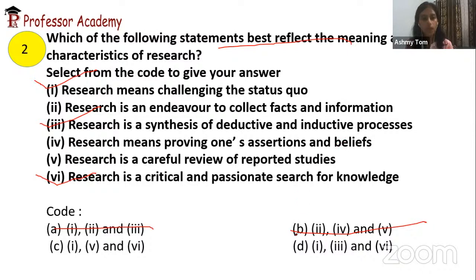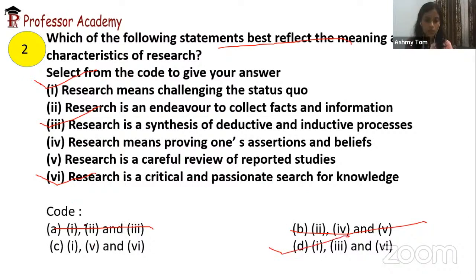Either way, whether it is quantitative or qualitative, you have to use either approach, deductive or inductive process. So there is a synthesis of deductive and inductive process involved in research. And research means challenging the existing knowledge or the existing status quo. Then research is a critical and passionate search for knowledge. So this option is the right one, which holds for the one.